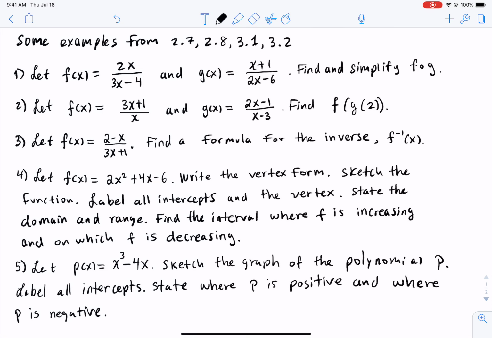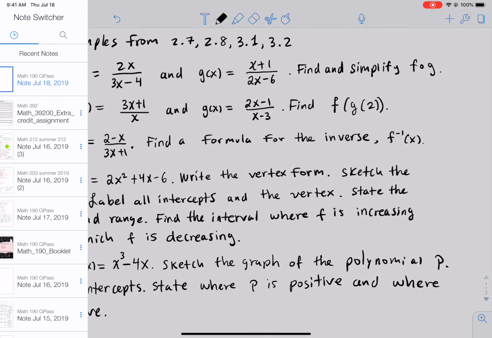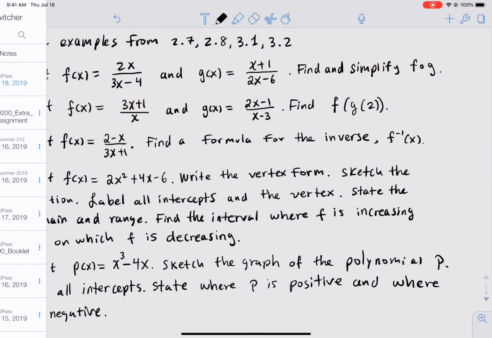So let's see if we can go over some of these questions, right? If you got to look at those questions, I'm going to open up a final exam for 190. I think I have something here. Let me see.